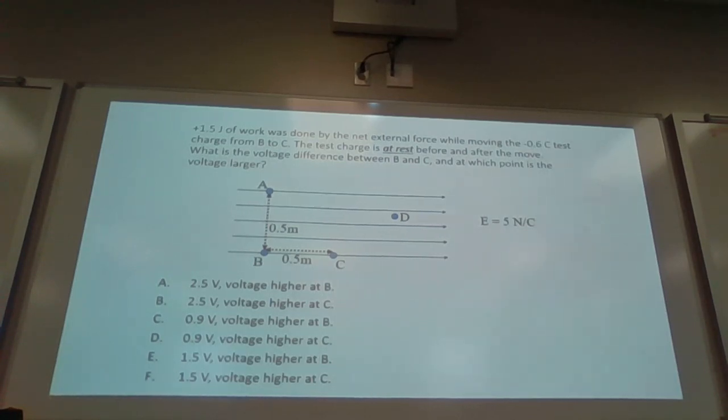We're playing that thing. Tell your neighbor. It has to be arithmetic. Okay, so newtons per coulomb is equal to volts per meter, so it's going to be 5 volts per meter.